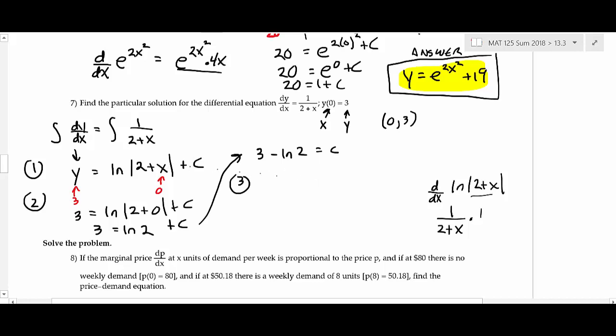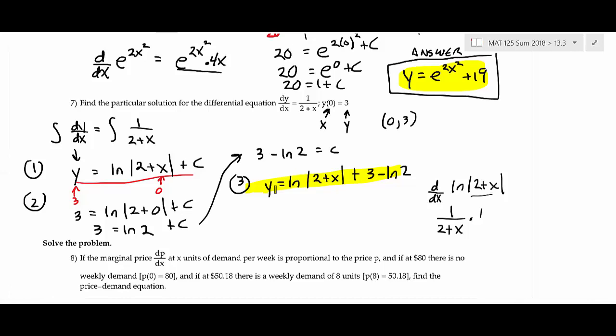So then you take that general solution. See, here's the general solution. So you take that, y equals ln 2 plus x. Now tack on the c, which is 3 minus ln 2, and then this would give you the solution of that differential equation. All right.